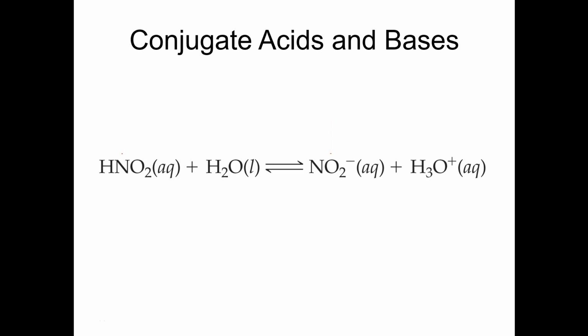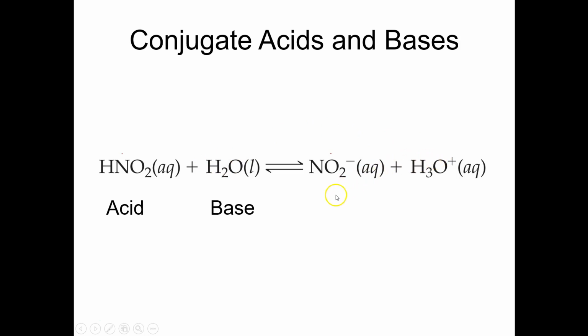Let's take this example of the reaction of nitrous acid with water to give the nitrite ion plus the hydronium ion. Any proton transfer reaction that we write like this, we can look at the reactants and classify one of them as an acid and one of them as a base. In this case, the nitrous acid is the acid because it is donating an H+ to go over and become nitrite. Water is the base because it is accepting an H+ from nitrous acid to go over and form hydronium.